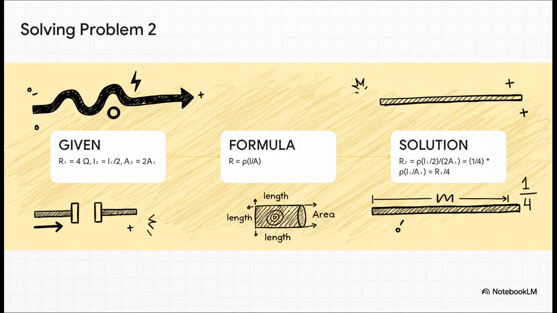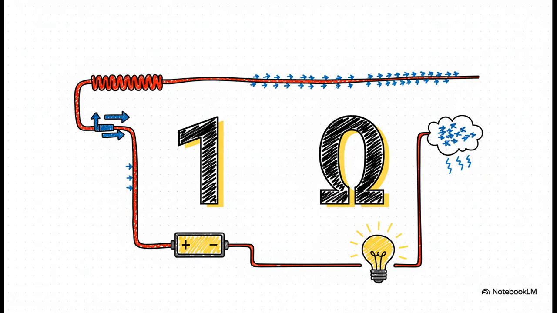Now just look at the numbers. We have a 1/2 on top and a 2 on the bottom. What's 1/2 divided by 2? It's 1/4. So our new resistance is just 1/4 of our original resistance. And since the original resistance was 4 ohms, a quarter of that is 1 ohm. Look at that. By making the wire shorter and fatter, we slashed its resistance down to just 1 ohm. This is a perfect example of how those factors work in the real world.